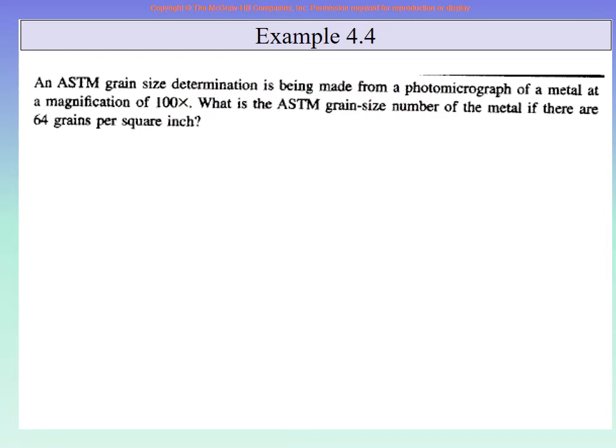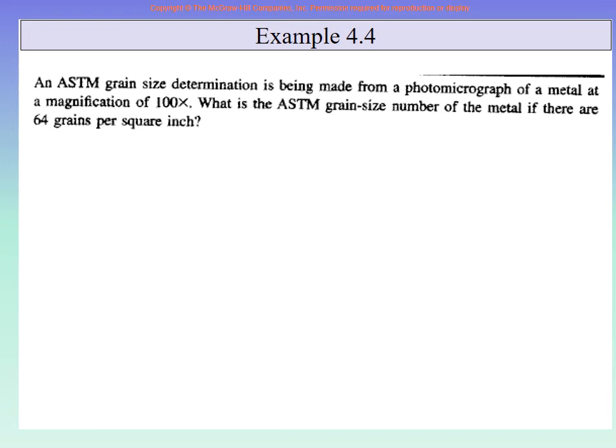So let us do an example. An ASTM grain size determination is being made from a photomicrograph of a metal at a magnification of 100. So the image is already at a magnification of 100. What is the ASTM grain size number of the metal if there are 64 grains per square inch? You have done the microscopy, the image is at 100 magnification, and you have counted the number of grains. It is 64 grains in 1 square inch.